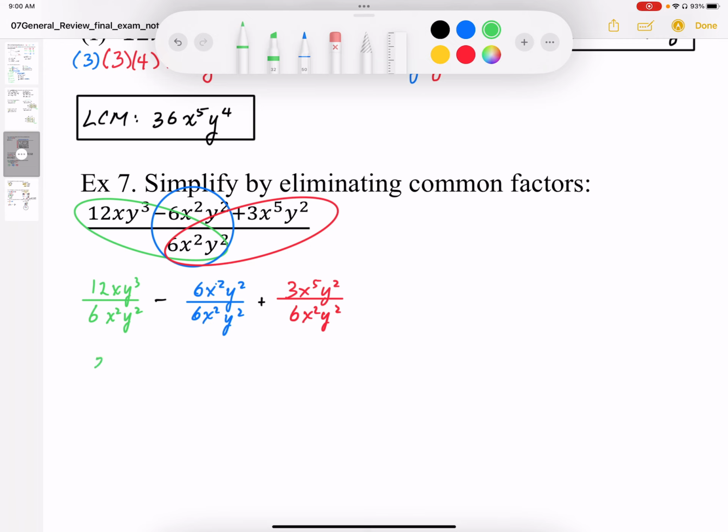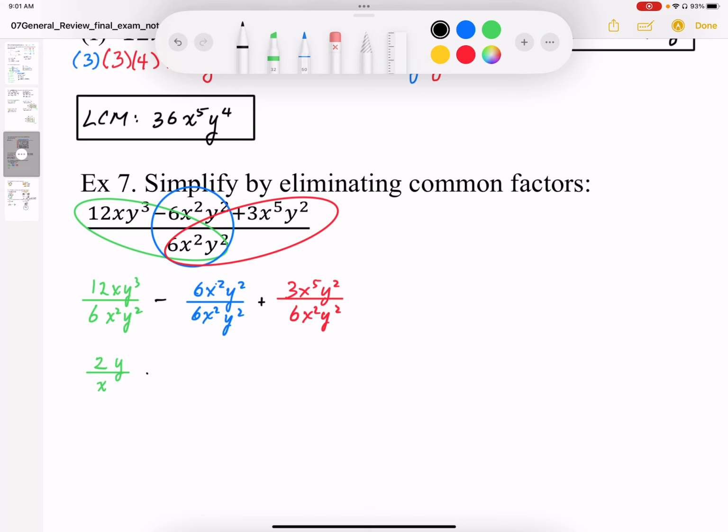So 12 divided by 6 is 2. X over x squared means I have an extra x in the denominator. Y cubed over y squared means I have an extra y in the numerator. So there's my fraction.